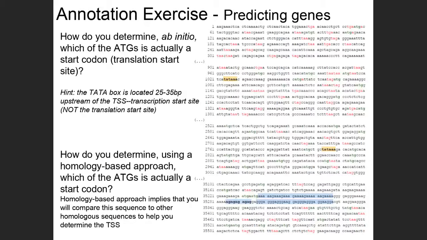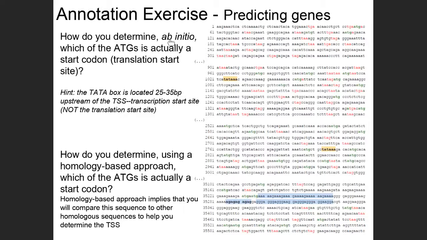So here I'm actually just giving you the distance, so that you have some idea of where the TATA box is. And when you use the gene predictor software, you're going to see something called TSS, which is the transcription start site. And I'm telling you that's not the translation start site. The translation start site is the start codon, the ATG. The TSS is the transcription start site, which is different.